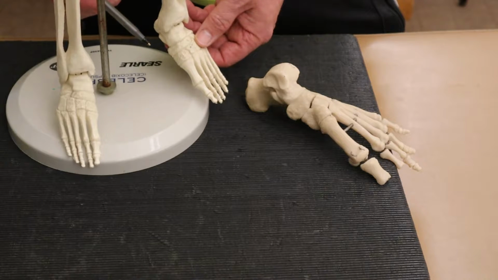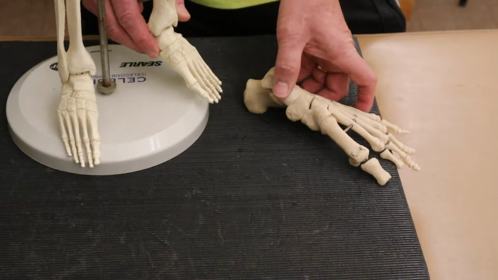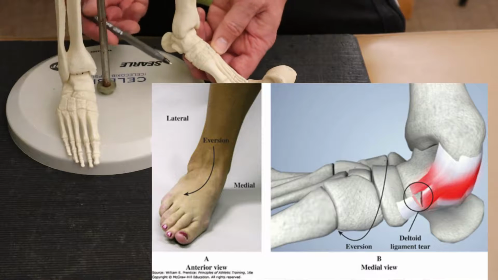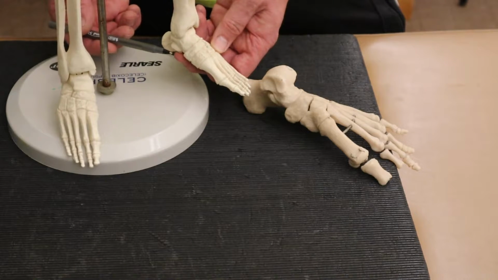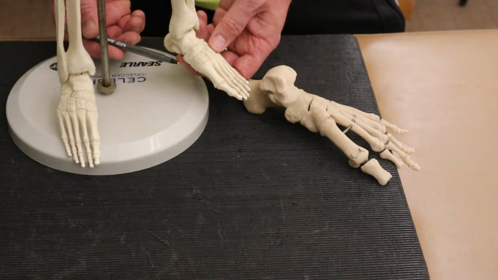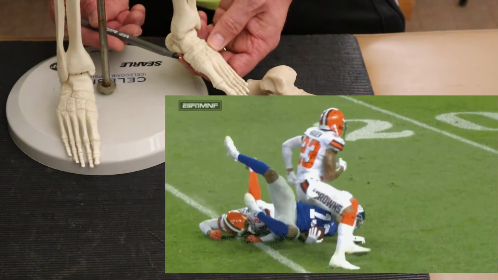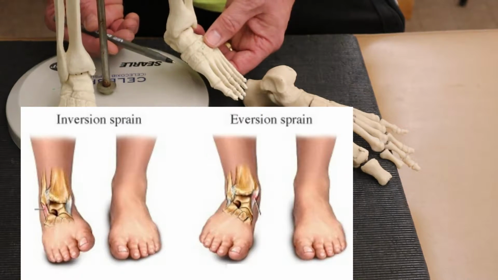The second type of ankle injury is a medial or inside injury, and it usually happens with the deltoid ligament, which is on the inside of your foot here. And what happens there is, you could step into a hole, or it's a more forceful movement, but that injury isn't as common, and that's called an eversion ankle injury.